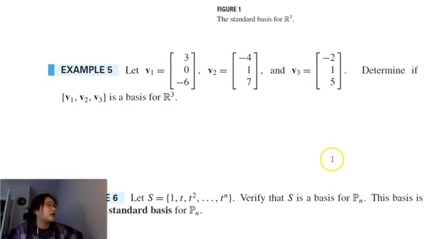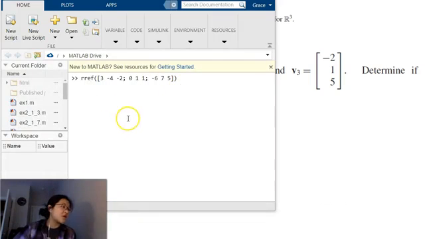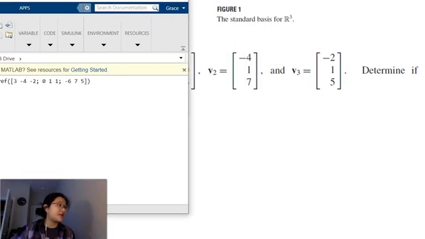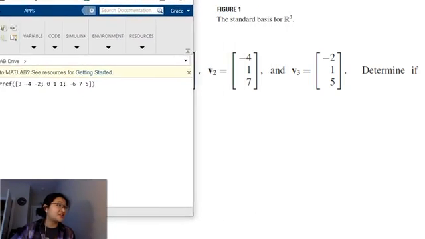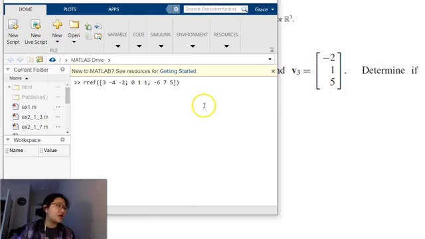Alright, so your task is to consider these three vectors and determine if they are a basis for R3. So pause the video, try it out, try to figure out how you could determine if these are linearly independent or not, and if they span R3. There's any way that you could do this, but what I'm feeling is putting those into a matrix and row reducing to see if we get enough pivots, and we do.